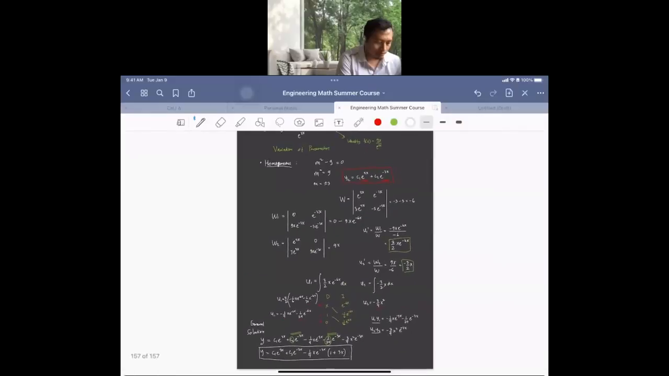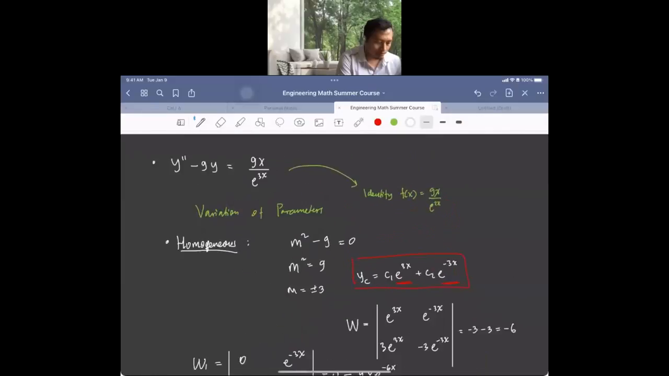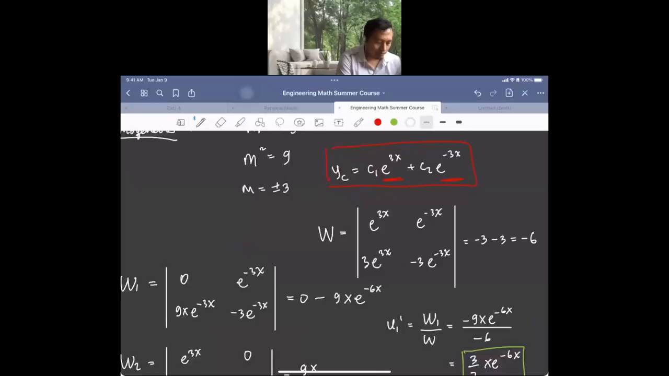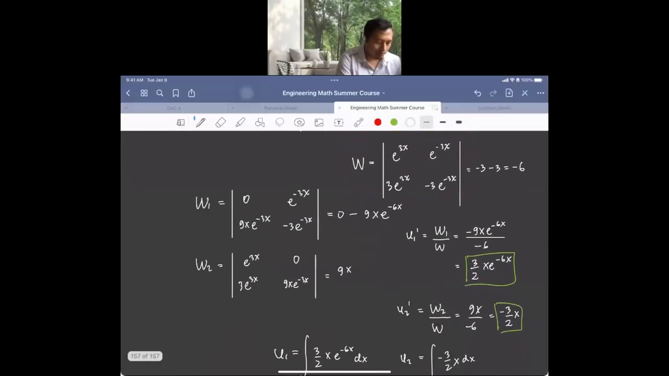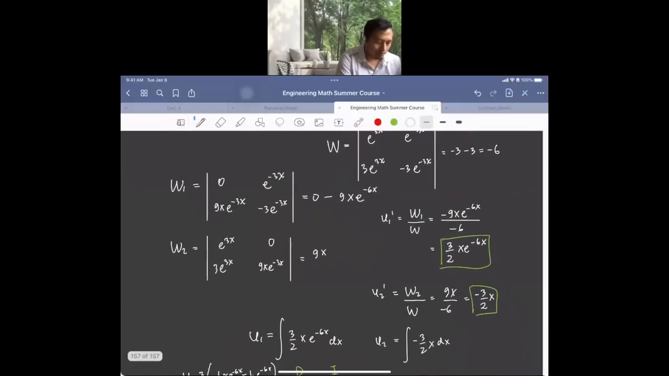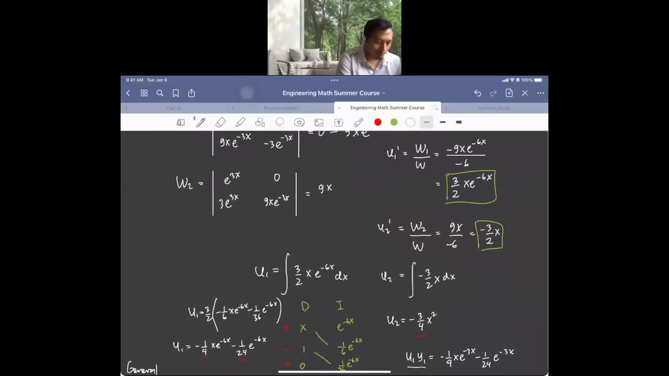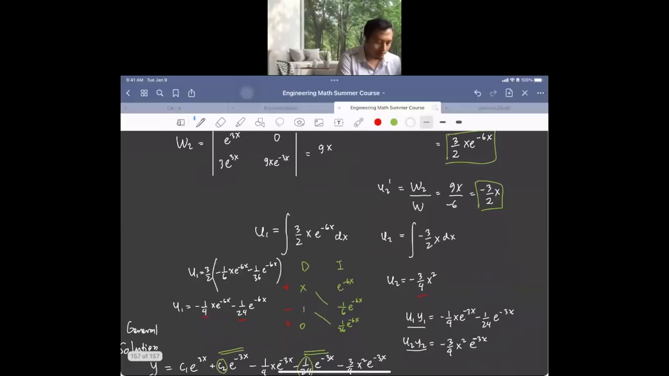So the idea is using the Wronskian from the function 1, function 2 here, and then we can have Cramer's rule, okay, using Cramer's rule, solving the W1, W2, getting u1 prime, u2 prime, integrate that and multiply with y1, y2. Okay.